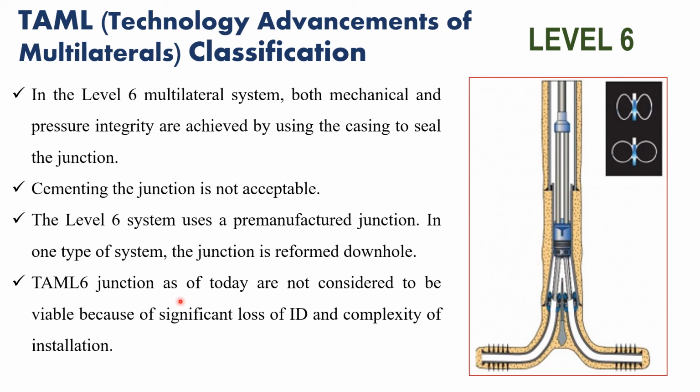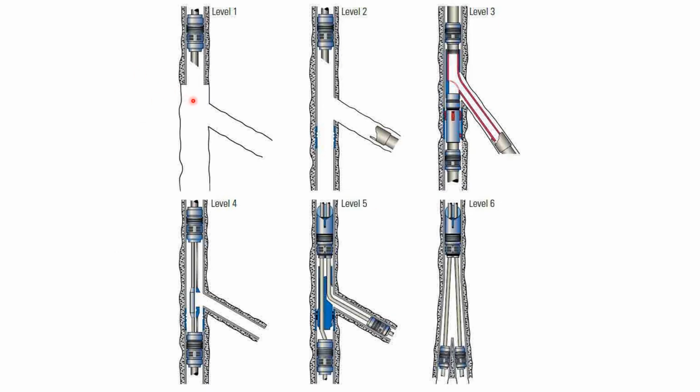Level 6 junctions as of today are not considered to be viable because of significant loss of ID. So when the junction is being reformed, there is significant loss of inner diameter. And the complexity of installation is also a major concern. So these are the figures of all 6 levels you can see here. Using this figure we can also go for a quiz-like exercise to differentiate between all 6 levels.